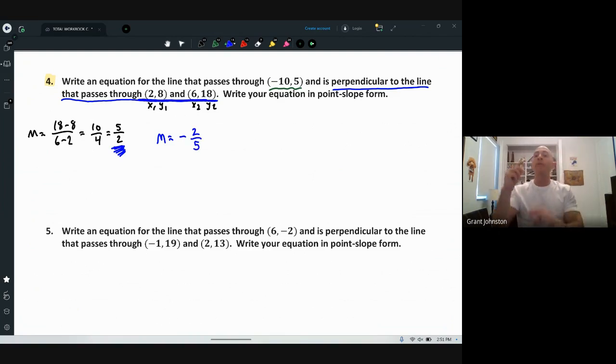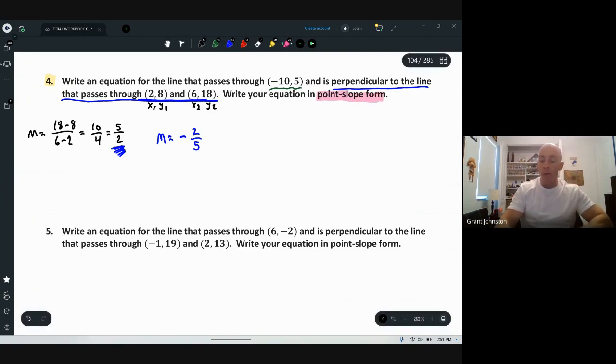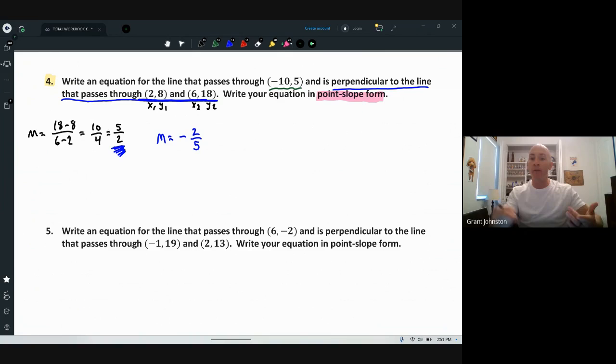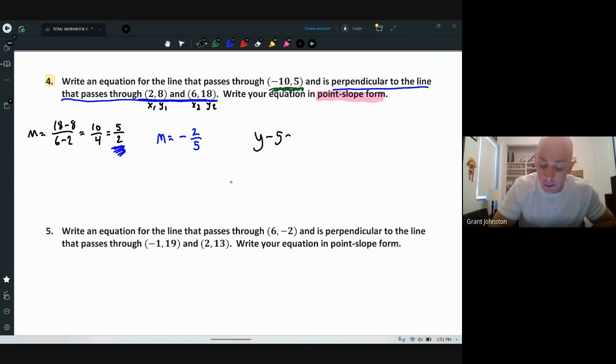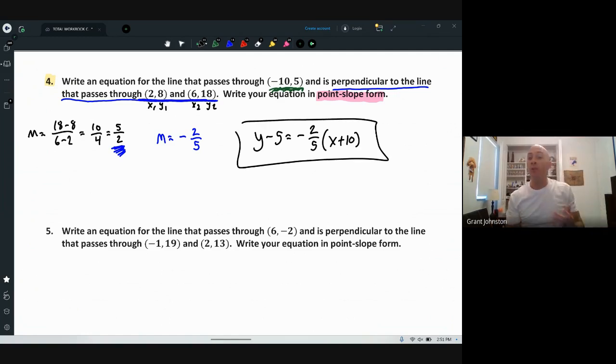So we found the slope, and now we just got to do the perpendicular of that. It wants it in point slope form. So we have the slope, and we have that point of negative 10, 5 up here. So let's write the equation. It'd be y minus 5 equals negative 2/5 x plus 10. Okay, so all we did was we found the slope of the line that would go through those points that I underlined in blue. And then we did the negative reciprocal of that because we need it to be perpendicular. And then we just wrote the equation with the given point in point slope form.